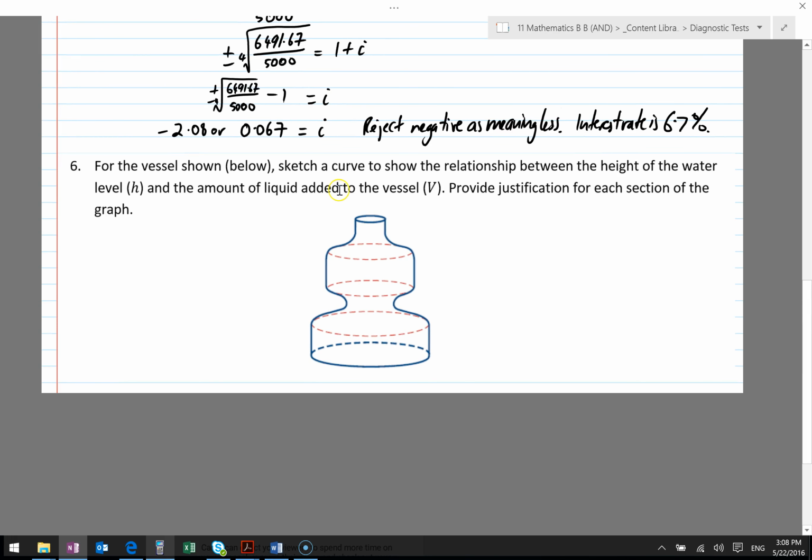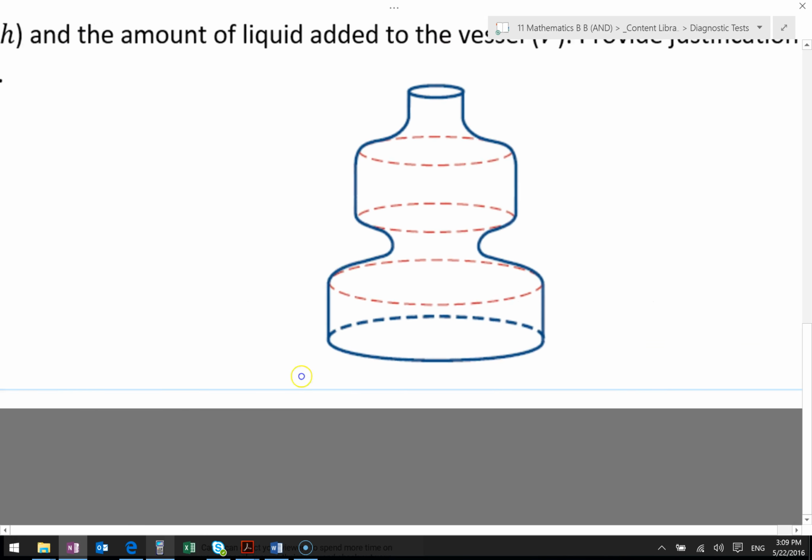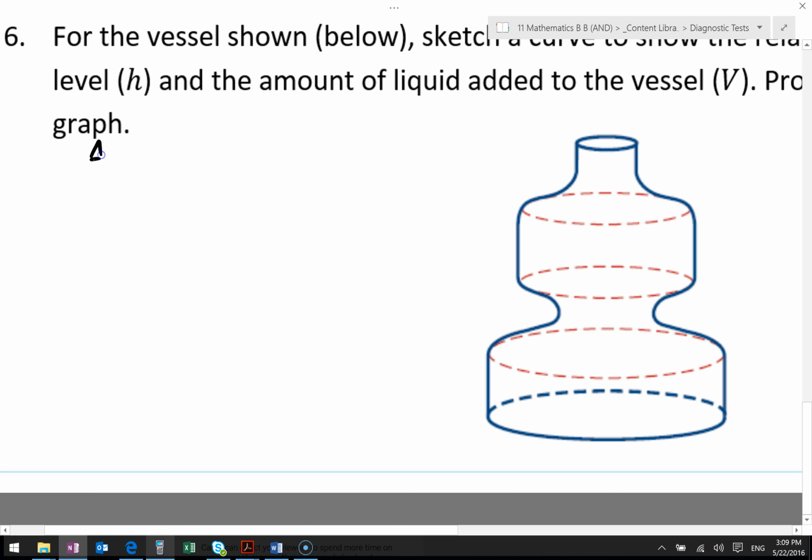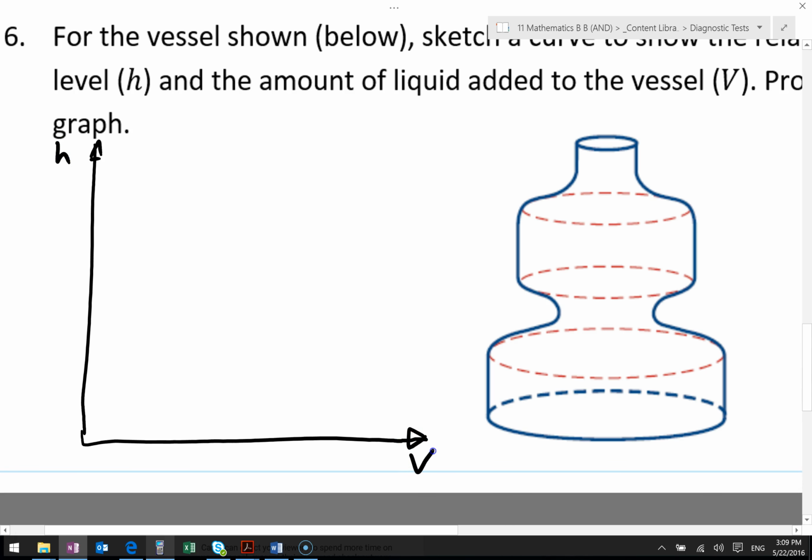Okay, for the vessel shown below, sketch a curve to show the relationship between the height of the water level h and the amount of liquid added to the vessel, V for volume. Provide justification for each section of the graph. Okay, so I'll zoom into this nice and big so I can all see it. I'll draw a graph beside it, and I'm looking at the height of the water level versus the volume.